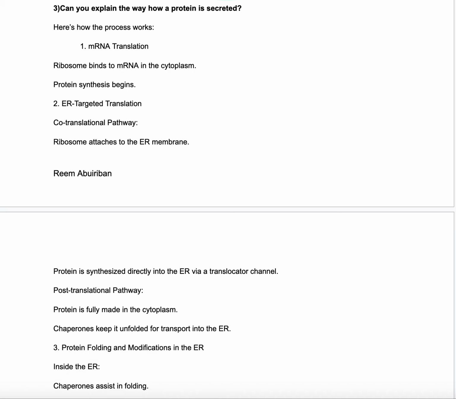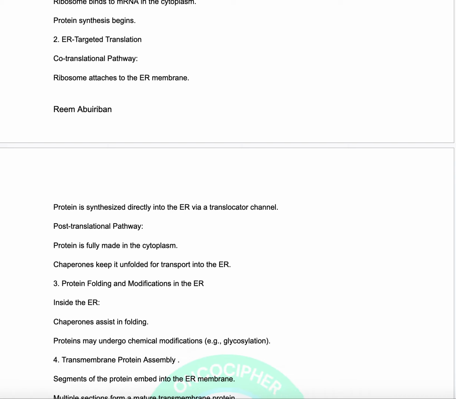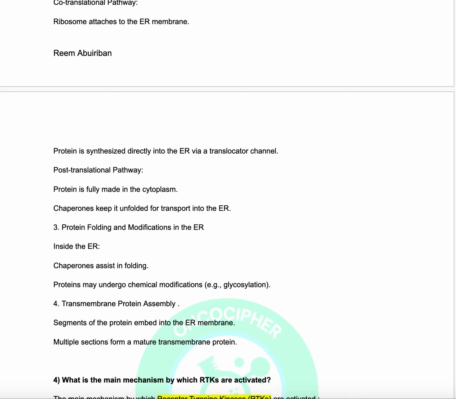In the post-translational pathway, the protein is fully made in the cytoplasm. Then chaperones keep it unfolded for transport into the endoplasmic reticulum. Inside the endoplasmic reticulum, chaperones assist in folding. The proteins may undergo chemical modifications like glycosylation, and then segments of the protein are embedded in the endoplasmic reticulum membrane, and multiple sections form a mature transmembrane protein.